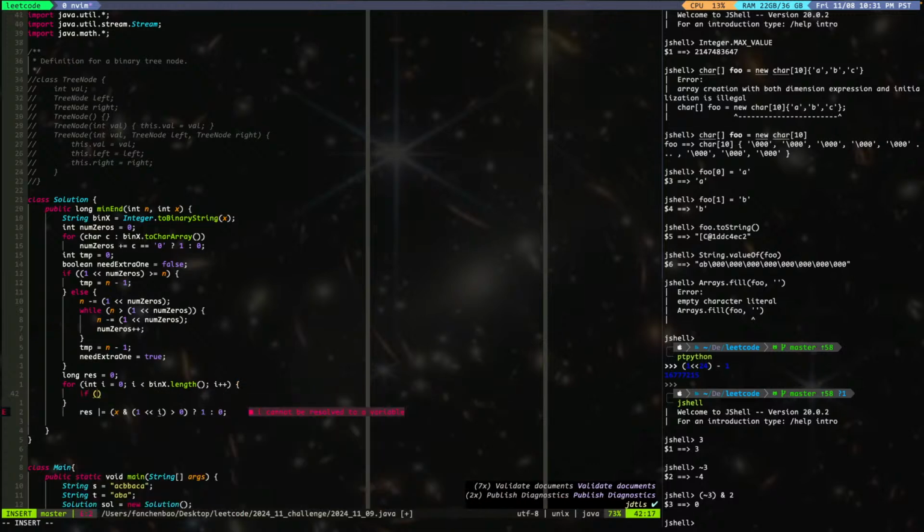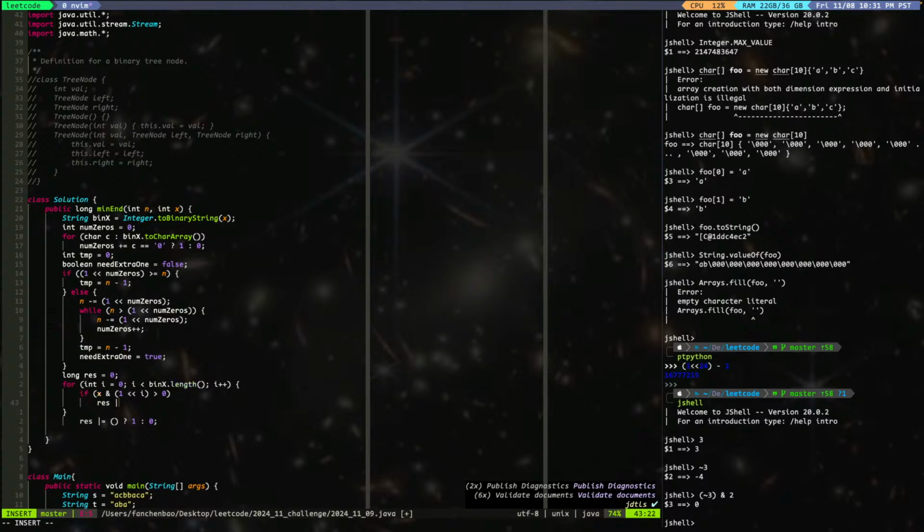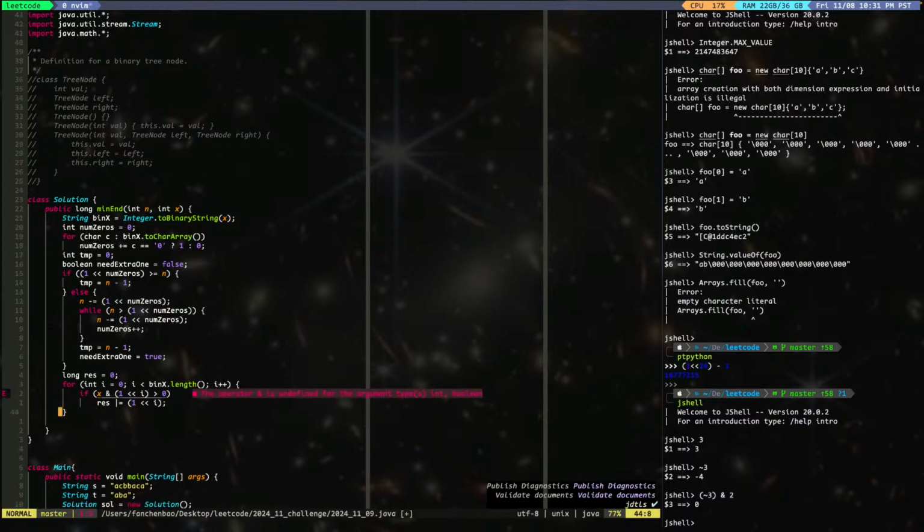Okay, we can say if this is larger than 0, right, 1 left shift I, then we say res or equal to 1 left shift I. Alright, this is just to copy this number in. And once we copy the number in, then we have temp, right? And then what we need to do is, again, go from right to left.